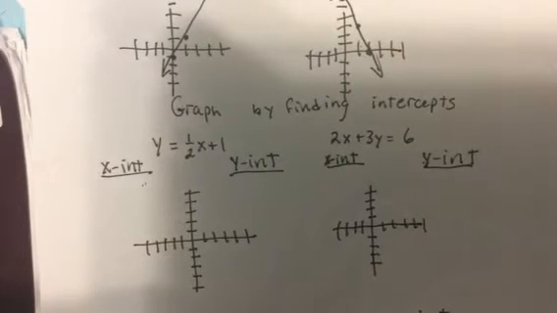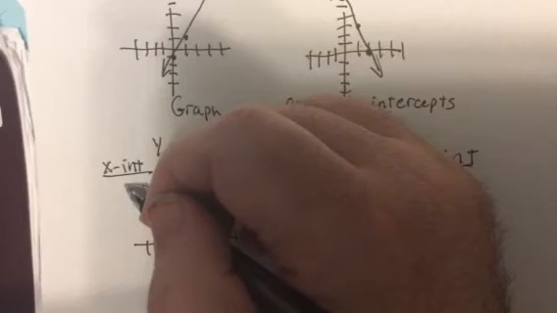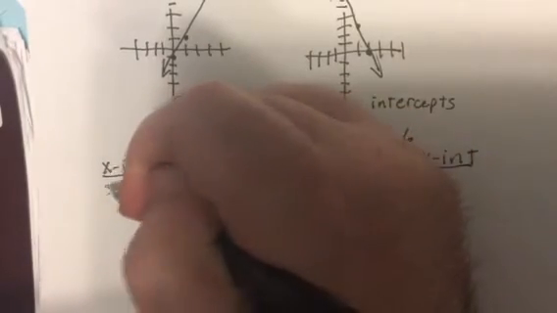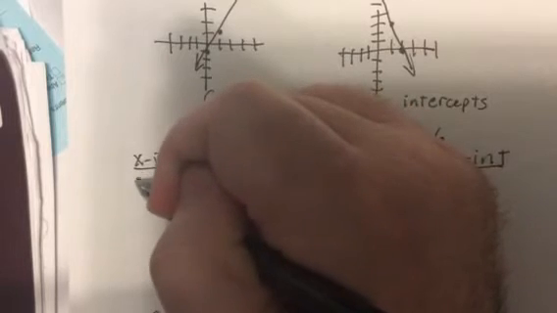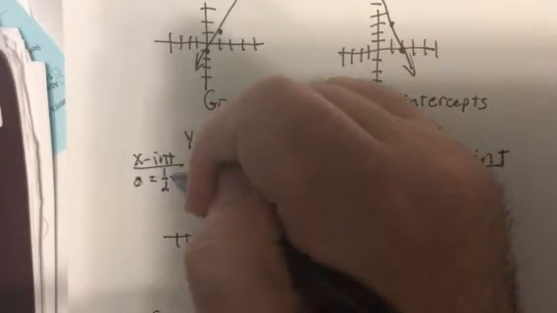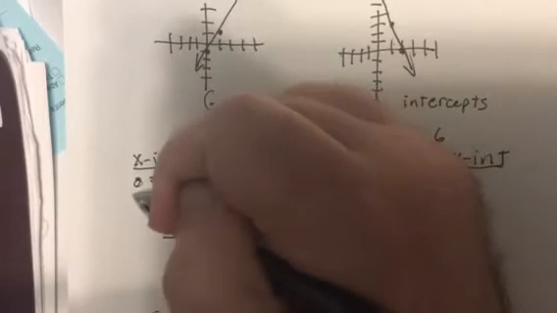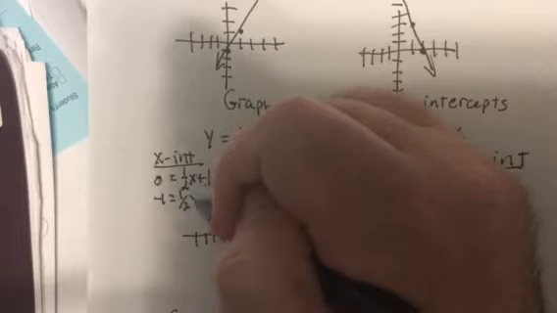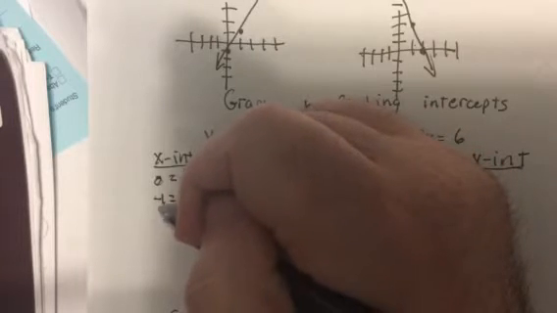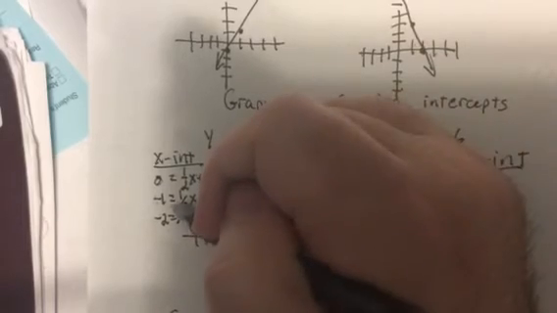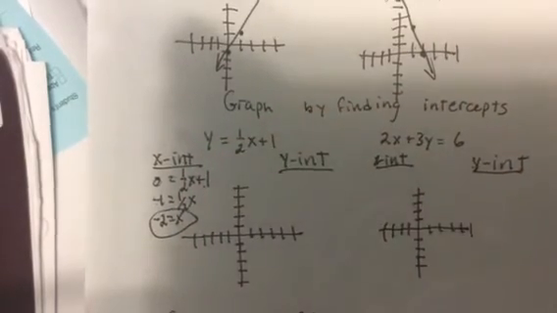Okay. So, x-intercept. Put 0 in for y. So we'd have 0 equals 1/2 x plus 1. Subtract 1. Multiply both sides by 2. Negative 1 times 2, negative 2. So my x-intercept is negative 2.